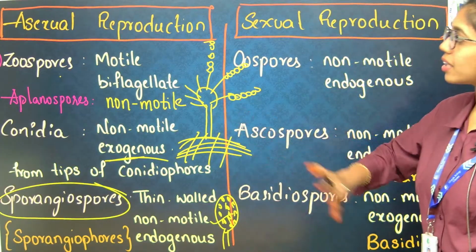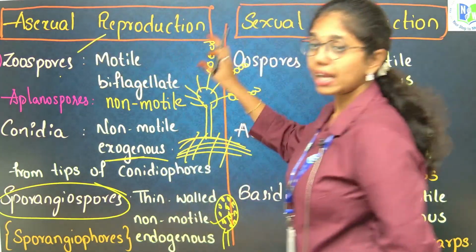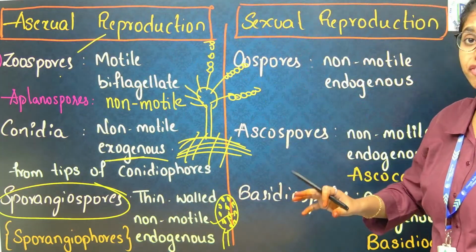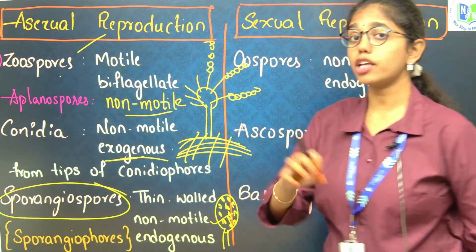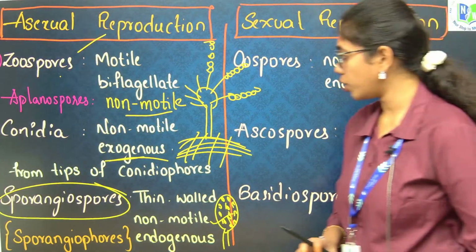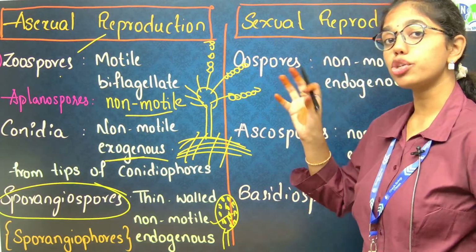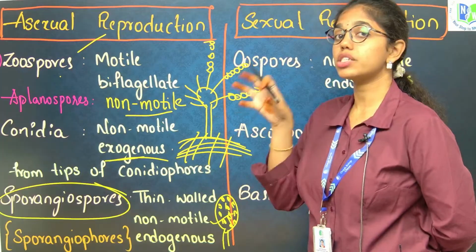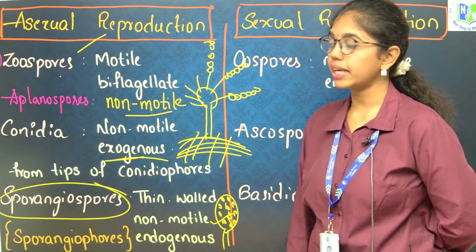So, what are the total asexual spores in fungi? Zoospores, which are motile and biflagellate; aplanospores, which are non-motile; conidia, which are exogenously released from the tips of the conidiophores; and sporangiospores, which are released inside the sac-like structure. These are the endogenously released spores.